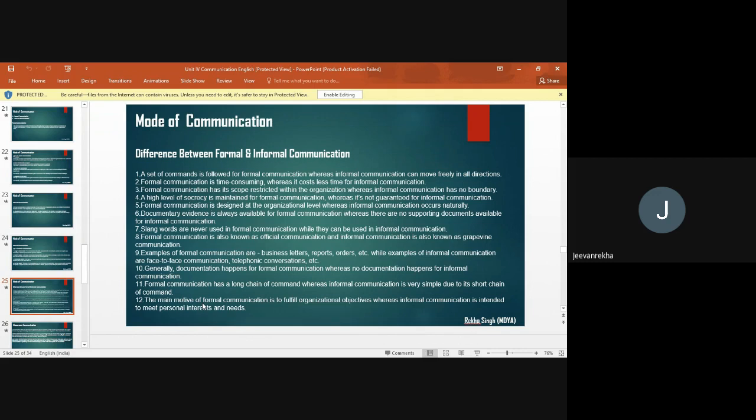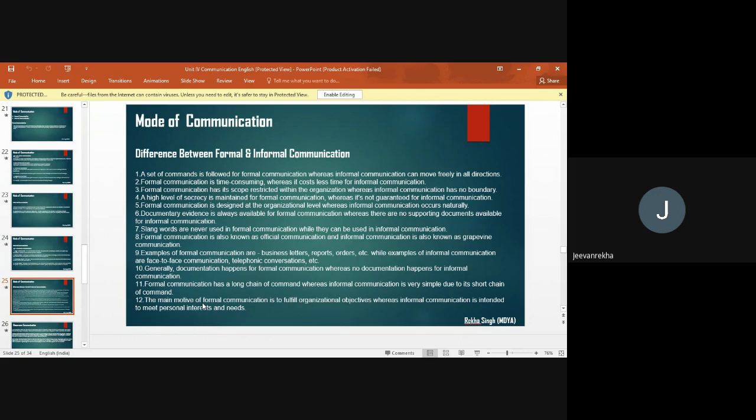Fifth, formal communication is designed at the organizational level. As I have said, suppose you are working in the law department or in a court, a high court, the Supreme Court, whenever you are doing the job, you have to be very disciplined and there is a designed boundary at the organization level. Law itself is a secret thing. So you have to be in the designed way, whatever boundary the organization has decided. Whereas informal communication occurs naturally. You are free to do and say anything.